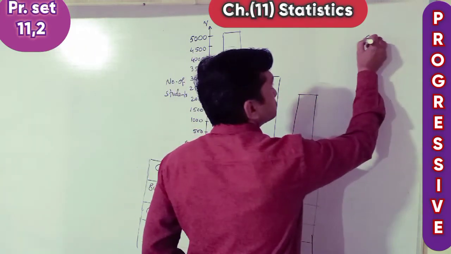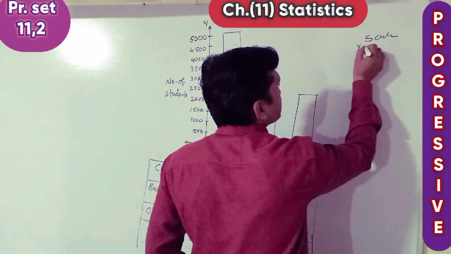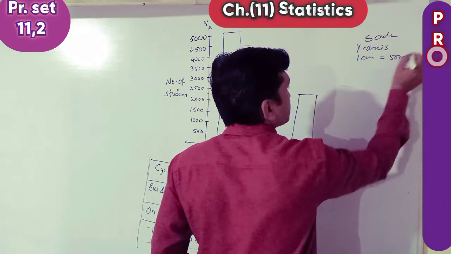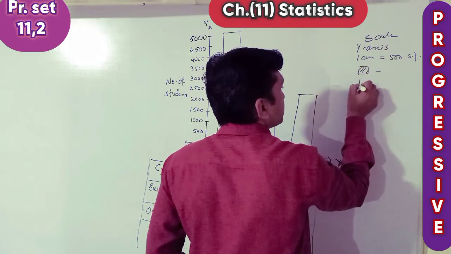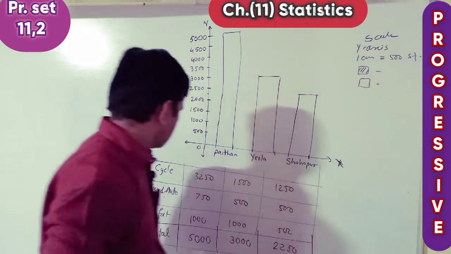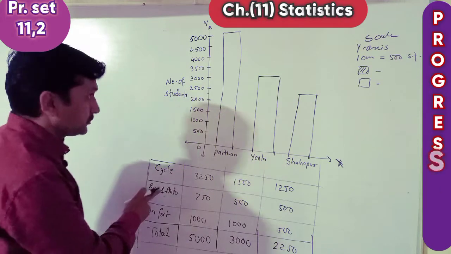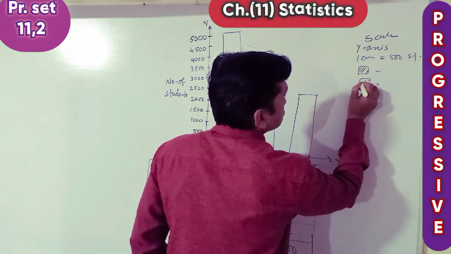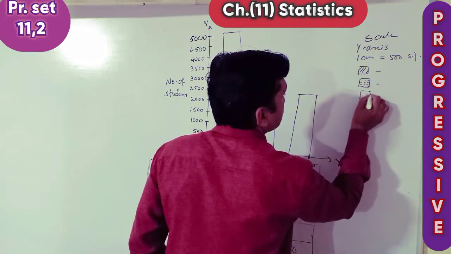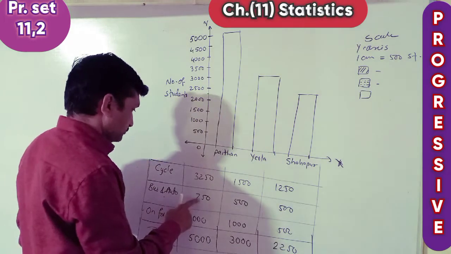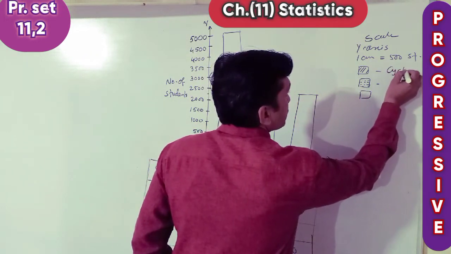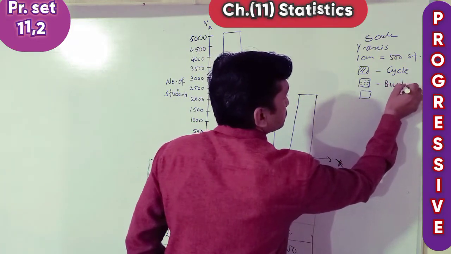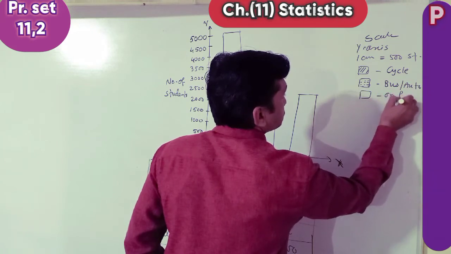Here scale, y-axis 1 centimeter is equal to 500 students. Here shaded and here blank. Okay, shaded. Now there are 3 totals, means one more we have to show, one more and one blank. Then we will shade by cycle. Dotted dots we show by bus or auto, and these are on foot, blank.